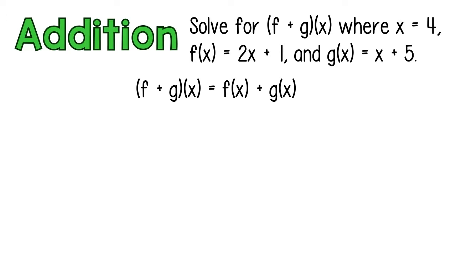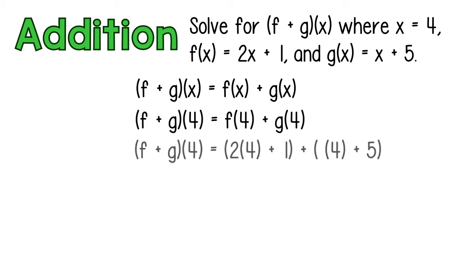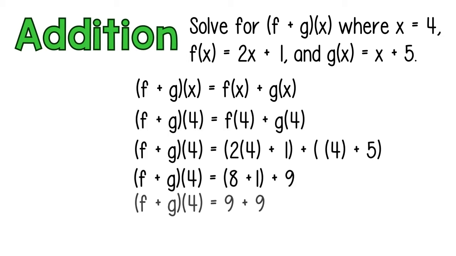So now we will substitute 2x plus 1 to function f and x plus 5 to function g, and we'll do the arithmetic. And now the function of f plus g when x is equal to 4 is equal to 18.